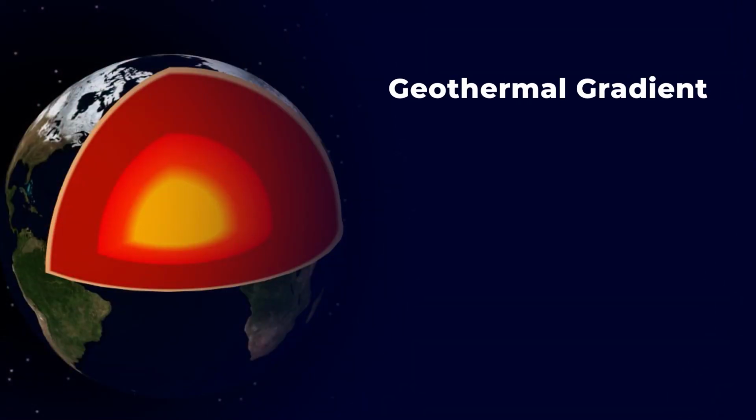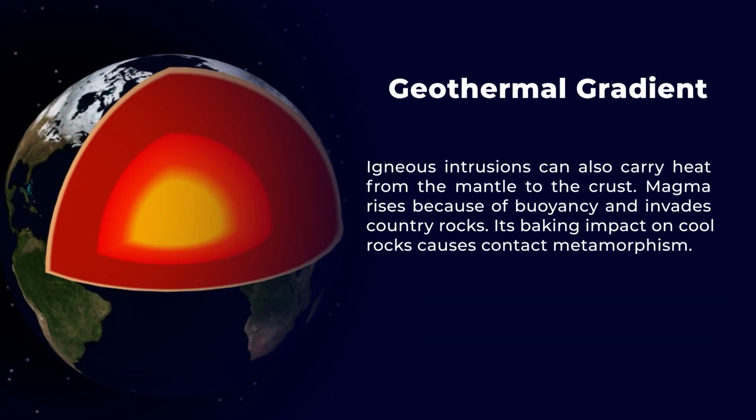Now, what is geothermal gradient? Now, igneous intrusions carry heat from the mantle to crust because magma is rising. Magma is a source of heat. Because of buoyancy, it is rising to the surface. It invades the country rock. Because of that heat, it has a baking impact on the cool rocks, and that causes contact metamorphism.